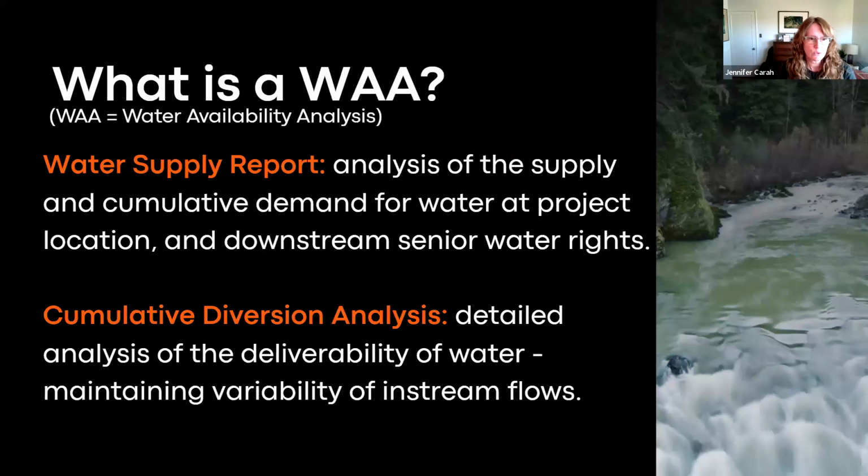So Ben's going to get into a lot more detail on this later, but just briefly, what is a water availability analysis? It includes two parts. The first part is a water supply report, which is an analysis of the supply and cumulative demand for water at a proposed project location and downstream senior water rights. And then the second part is a cumulative diversion analysis, which is the detailed analysis of the deliverability of that water relative to maintaining the variability of in-stream flows.